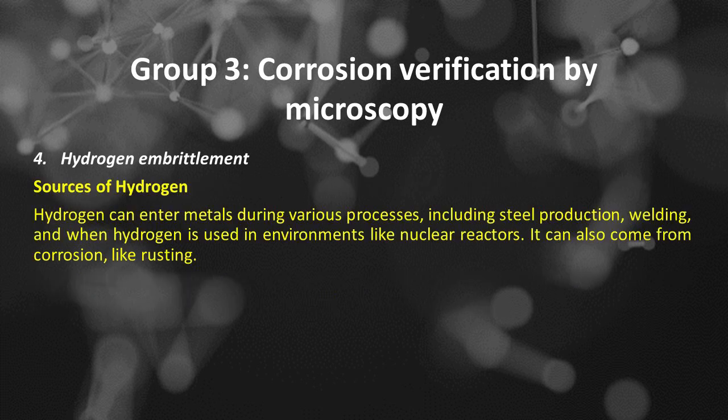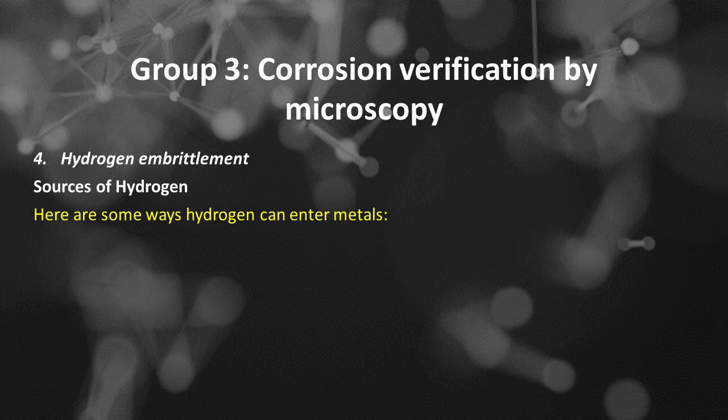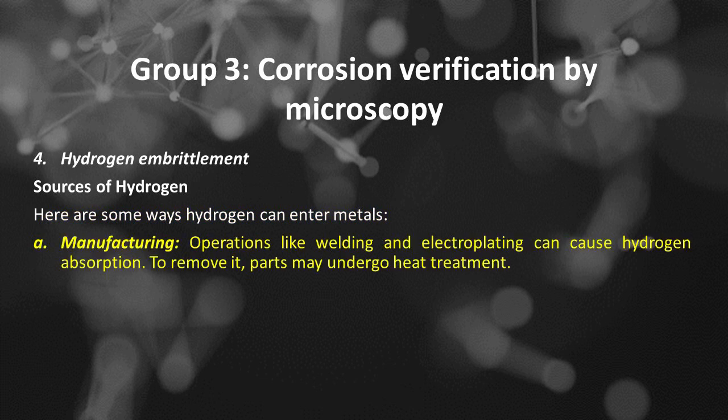Sources of hydrogen. Hydrogen can enter metals during various processes, including steel production, welding, and when hydrogen is used in environments like nuclear reactors. It can also come from corrosion, like rusting. Here are some ways hydrogen can enter metals. The first is manufacturing. Operations like welding and electroplating can cause hydrogen absorption. To remove it, parts may undergo heat treatment.